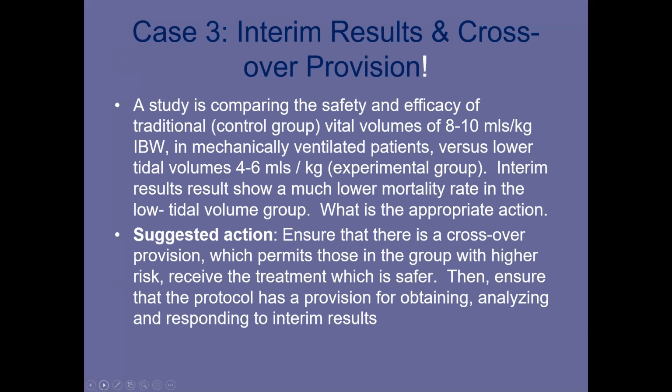The appropriate action was that the actual protocol called for interim stats to be done before the study's done, and to look at the results. If the results are far superior in one group, the action is either to stop the research altogether or to cross over the group that was at higher risk into the group that was at lower risk.